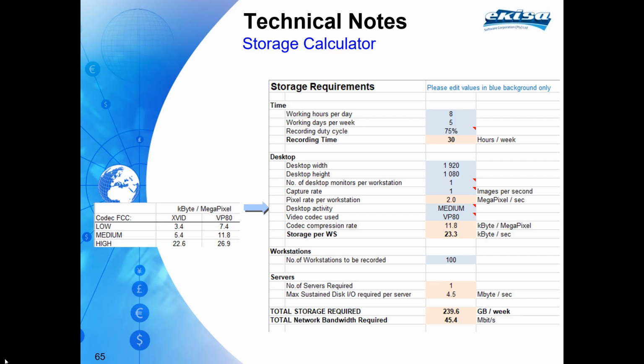With the above parameters specified, the storage rate in kilobyte per second per workstation is calculated. The last parameter required is the number of workstations to be recorded. This produces the total storage required per week and the total network bandwidth required.